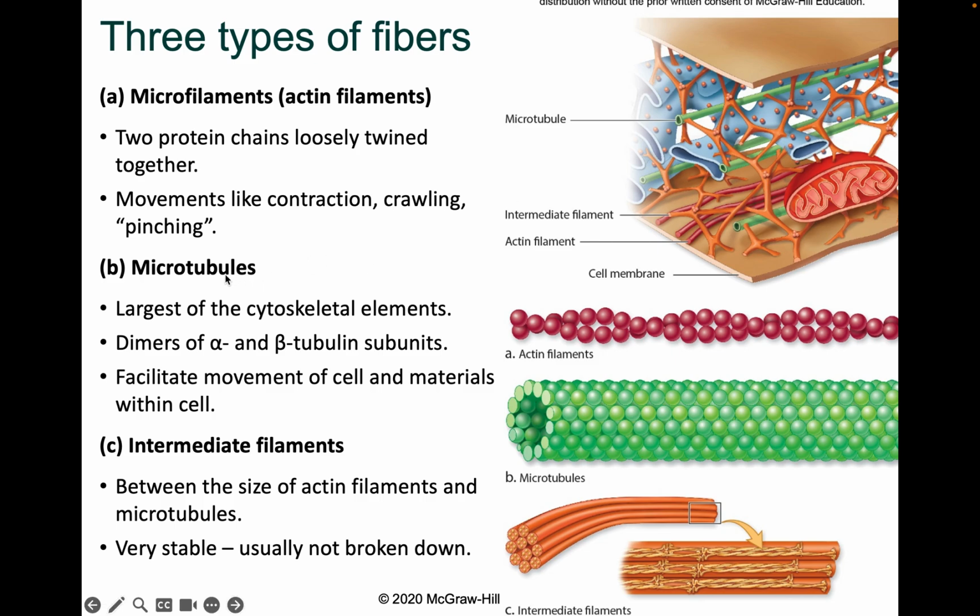Then you have microtubules. Microtubules are the biggest cytoskeleton, and they're made of two different subunits, the alpha and the beta tubulin subunits. They're repeating, meaning you always have alpha, then beta, and so on. Here, unlike microfilaments, which have two protein chains, it's 13 protein chains that create one microtubule. So one microtubule is made of 13 protein chains, and the protein chains are made of alpha and beta tubulin subunits.